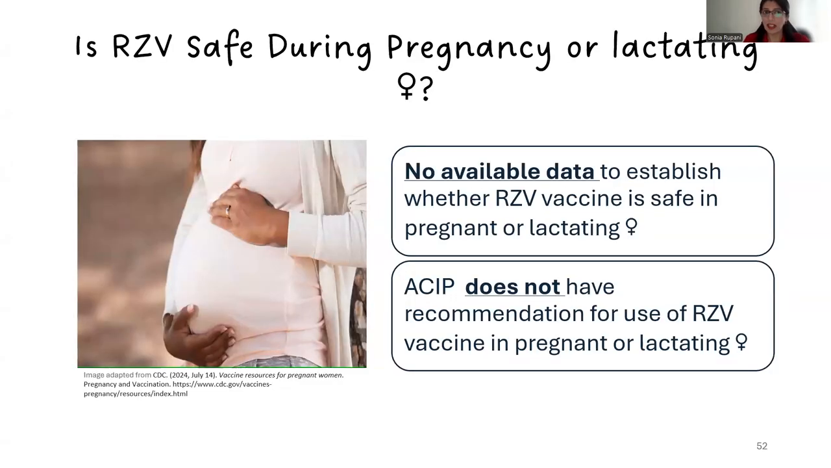So with our patients who are 19 years and older, now that we have this bigger group that we're vaccinating, if they're immunocompromised or if they're 50 and older, what about if the patient is pregnant? Right now, there's no current available data to confirm the safety of the vaccine during pregnancy. So the recommendation: ACIP does not recommend the use of RZV, the Shingrix, during pregnancy or in lactating women.